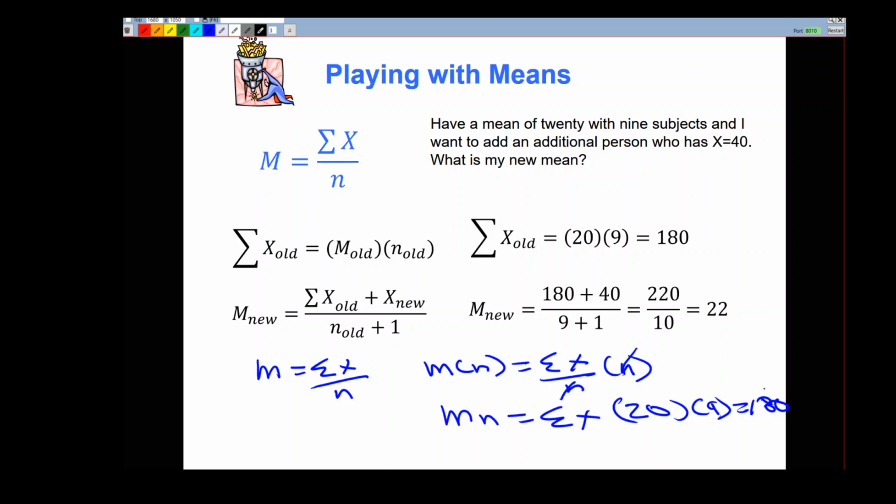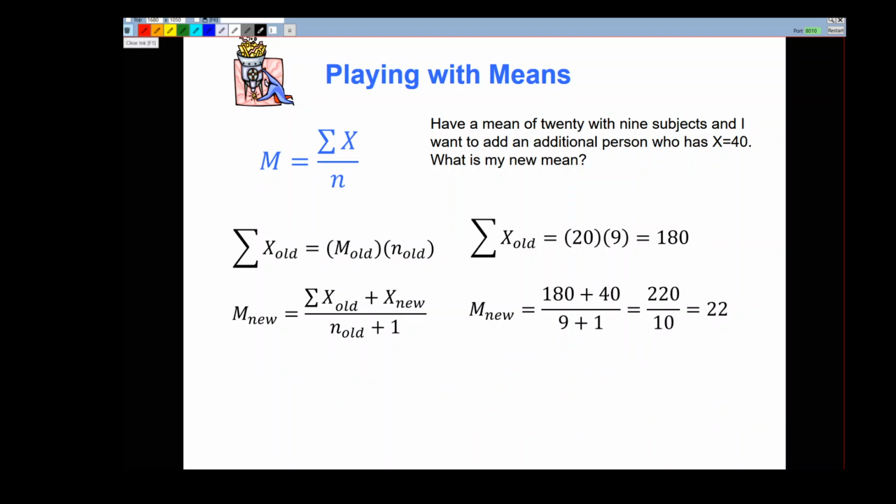So once I know that and I have the sum of X, I can fiddle around with my values. Okay. So if I want to add a 40, I would just take my sum of X, which I've calculated, add the new score of 40, and add 1 to my N. So 180 plus 40 is 220. N is 9 plus 1 is 10. 220 divided by 10 is equal to 22. So my new mean is 22.